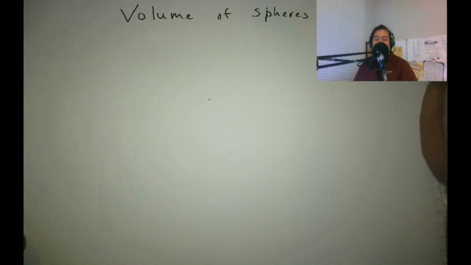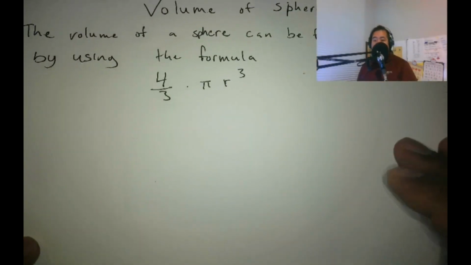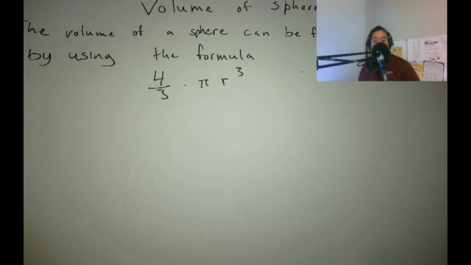So let's jump right into it. The formula of a sphere can be found by using the formula 4/3 times pi r cubed, or r to the power of 3. So we're going to look at an example using a sphere and a cylinder to kind of create an understanding of why we have the formula 4/3 times pi r cubed.